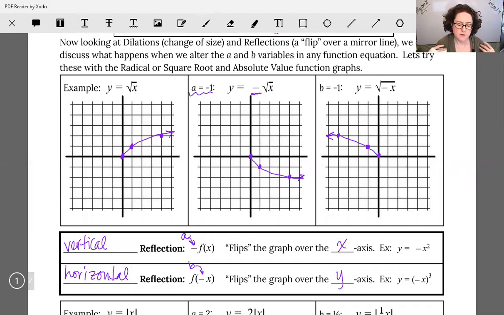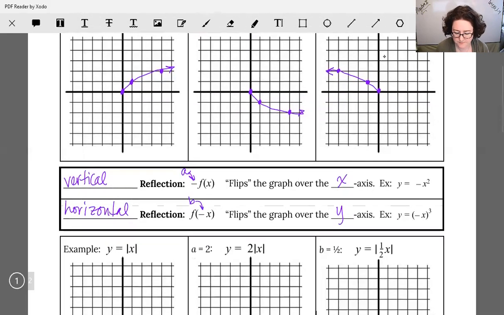So those are our vertical and horizontal reflections, but we still have to look at dilation. So again, dilation is a change of size. So we're either going to be stretching or shrinking, either in the vertical direction or horizontal direction. And again, most of the problems that you're going to see this year in Algebra 2, actually just about all of them, we're really just going to be focusing on the vertical stretching. But I want to show you what happens when the horizontal gets in the mix as well.